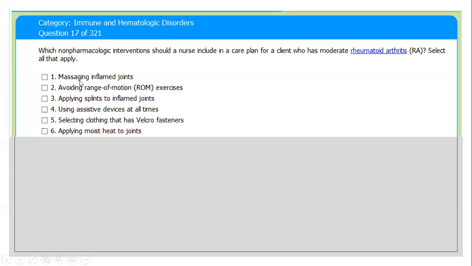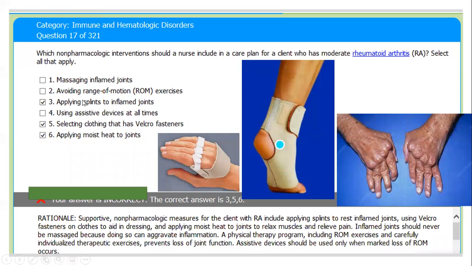Massage the inflamed joint, avoiding range of motion exercise, applying a splint to the inflamed joint, using an assistive device at all times, selecting clothing that has Velcro fasteners, or applying moist heat to the joint. The correct answer, number 3, is applying the splint to the inflamed joint.